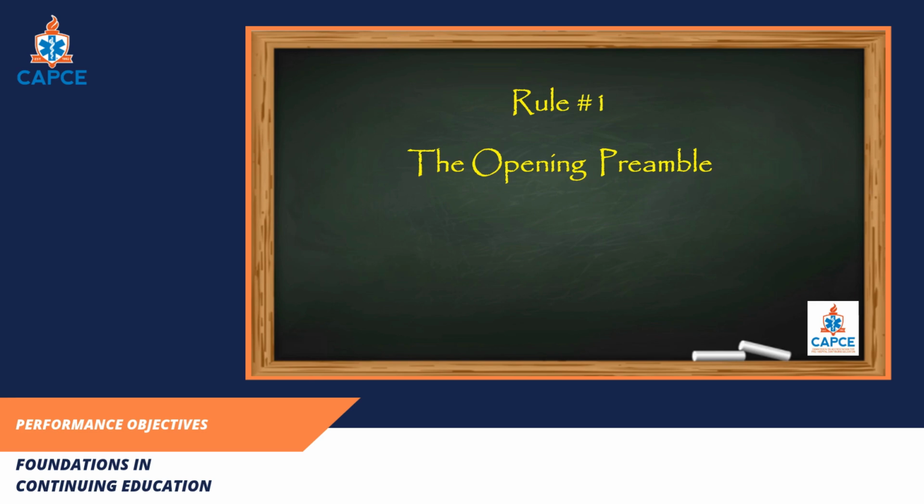Rule number 1, the opening preamble. Speak directly to your students by making the following statement confidently. At the end of this lesson, the student should be able to, then list your performance objectives.